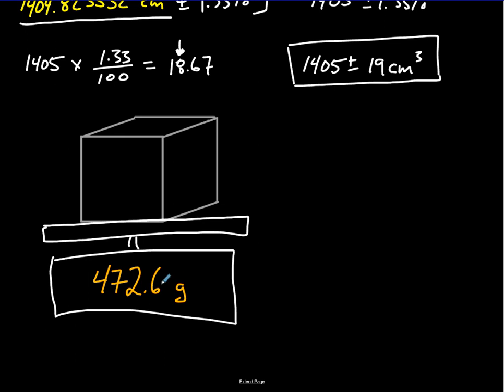Okay, so this scale gives you a reading to the nearest tenth of a gram. So we would write that it is 472.6 plus or minus how much? The digital readout: 0.1 grams. Perfect.